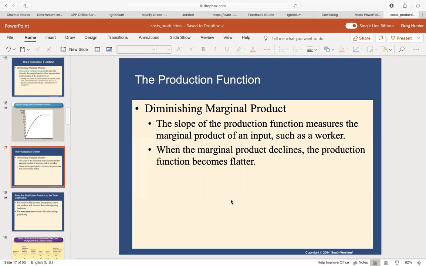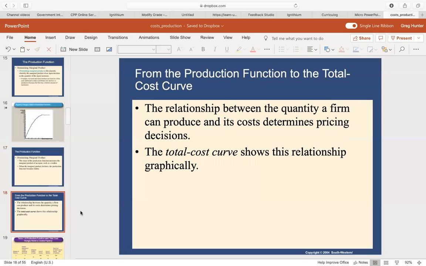By short run means that we have at least one factor of production that is fixed and that can't be varied. So, yeah, we see diminishing marginal product, but we see it almost always because we're looking at a short run production scenario. We'll talk about long run a little bit later, but long run means you can vary all of the inputs.